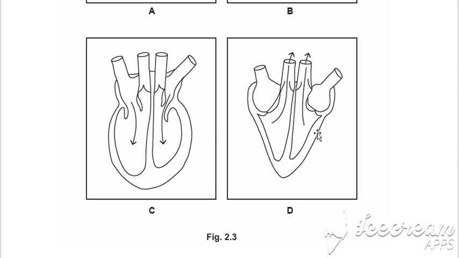With D, we can see that the AV valves have now closed and the ventricles have reduced in volume. Therefore, the ventricles are in ventricular systole and the atrioventricular valves have closed to prevent backflow going back into the atria, but the semilunar valves have opened to allow the blood to go from the ventricles out into either the aorta and the pulmonary artery.